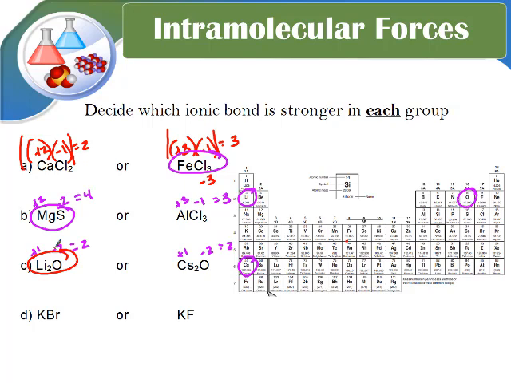Go ahead and do that last one on your own. Restart when you're done. You see the charges are the same. They both have K, but fluorine is much smaller than bromine. So KF, we would expect to have a stronger ionic bond.